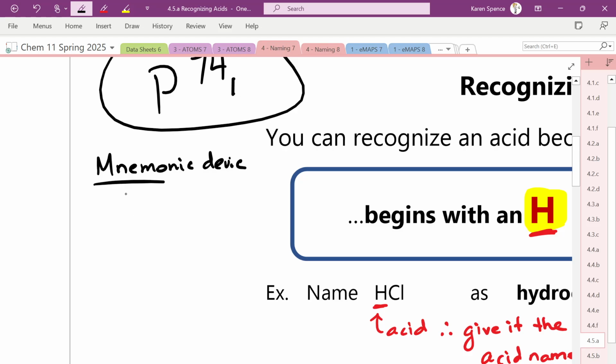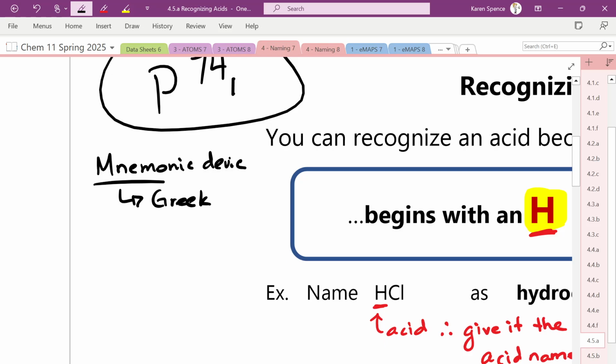Mnemonic is from the Greek for memory. You don't need to write this down. This is just for your interest. Memory. I can spell. That doesn't look like memory. I don't know. Why am I wasting time on this? Anyway, it's a memory device.